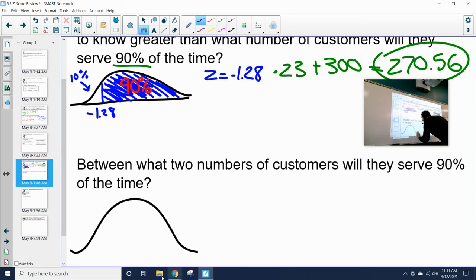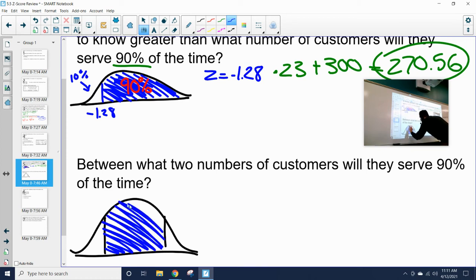So if we think about this curve, this is the central 90% that we're looking for. So we know the central value is 90%, not just the upper 90%. Which means that the 10% we have left over is split between the upper and lower values. So this is half of the 10%, which is 5%, and this is half of the 10%, which is 5%. Well, what are those two values going to be?